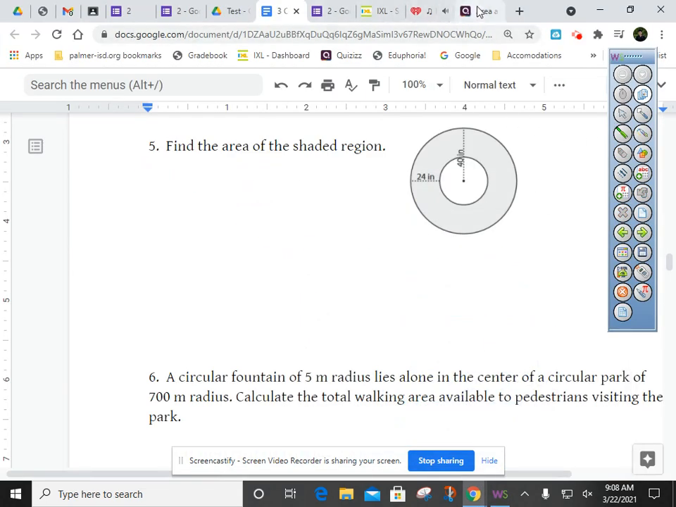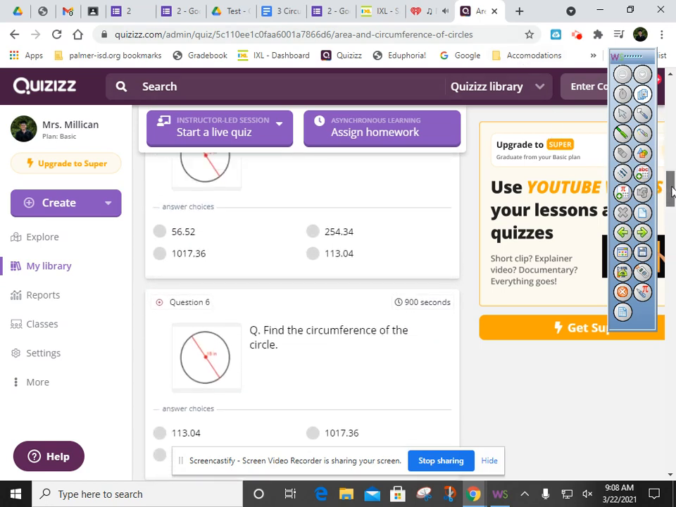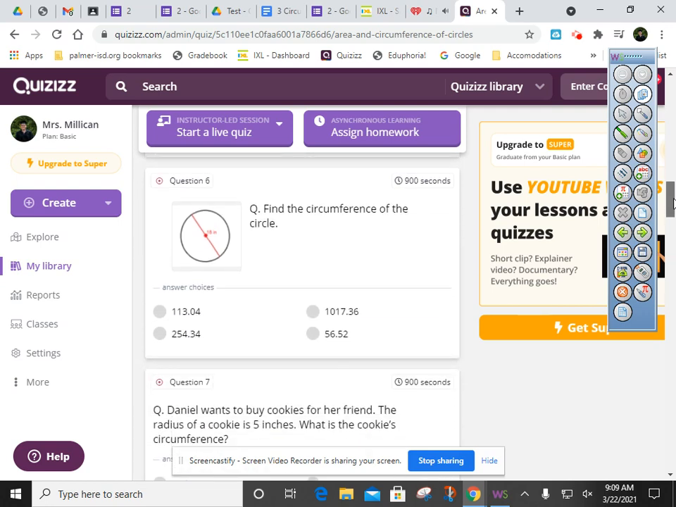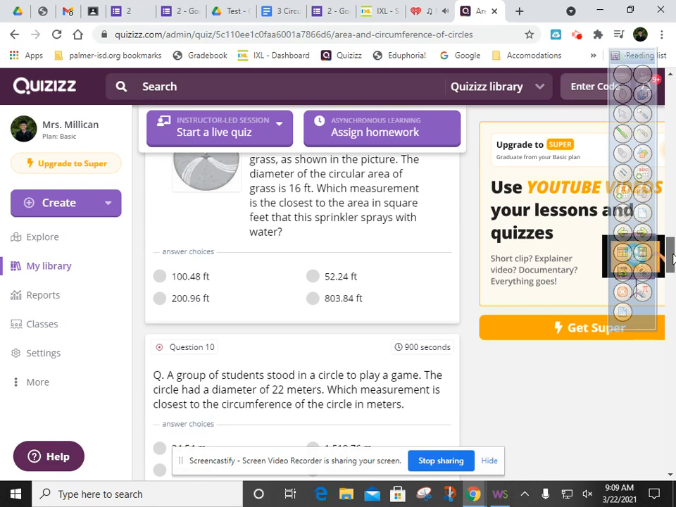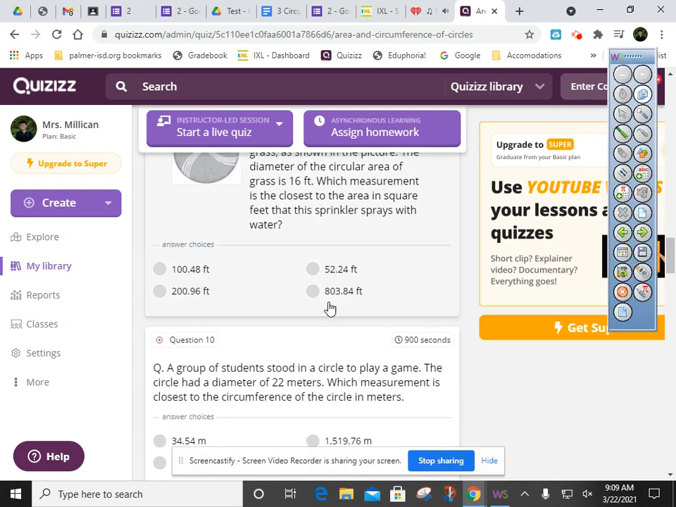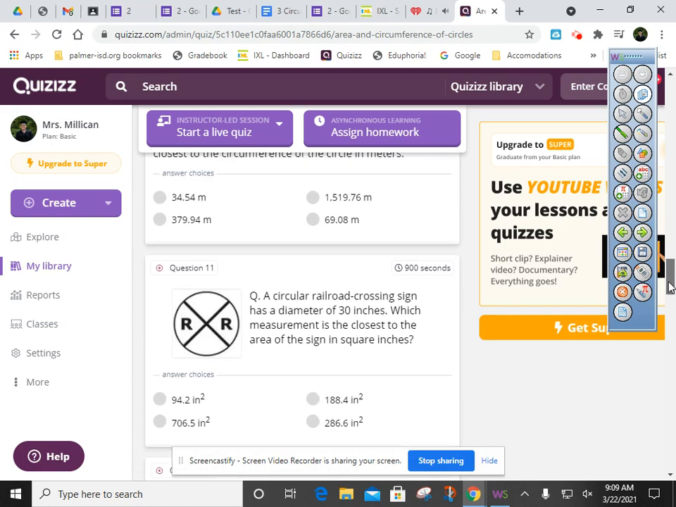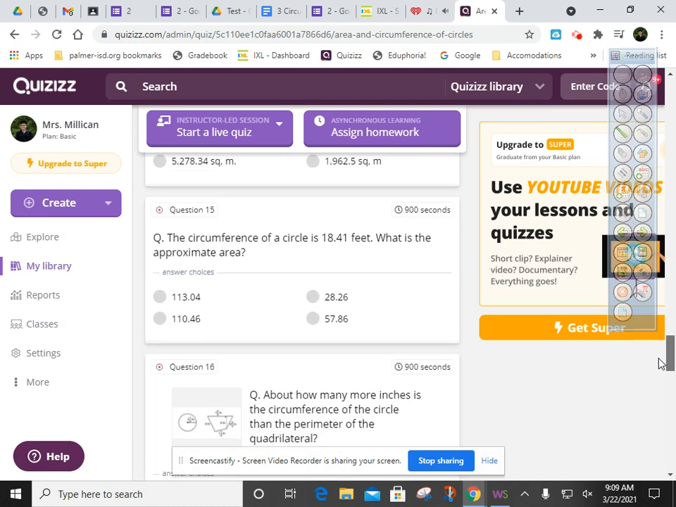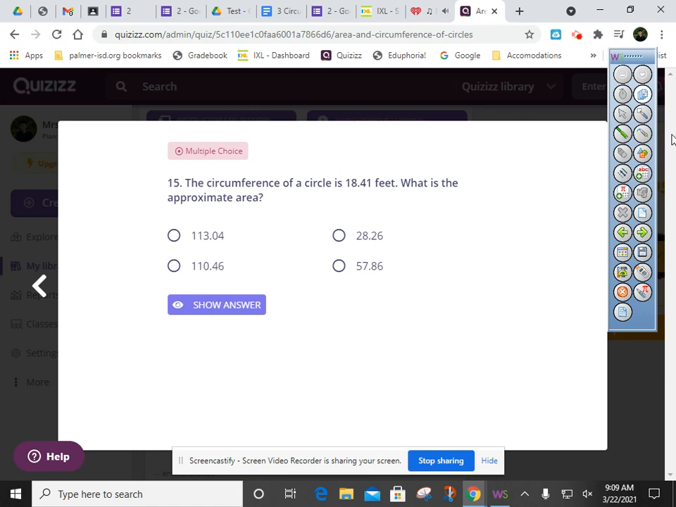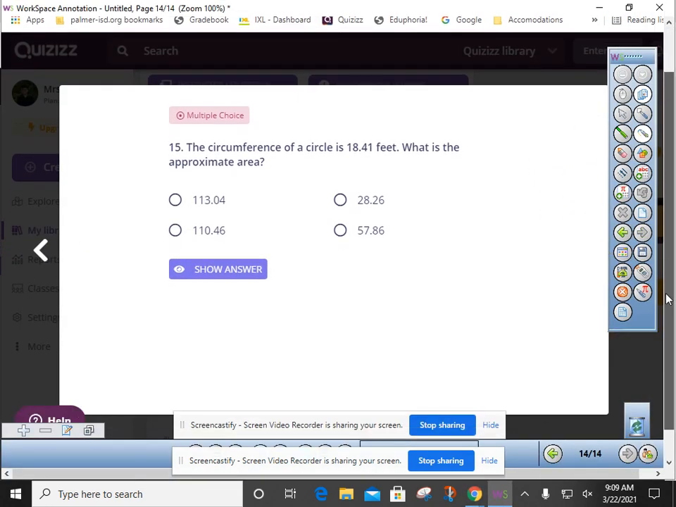Now, before I load your quizzes, a question I always get is, can I use 3? Well, you can, because if you look at the answer choices, do you see how they're all pretty far apart? But there is one that you are going to have to use 3.14 on. I'm going to put it up on the board. So we're all going to look at it together real fast.